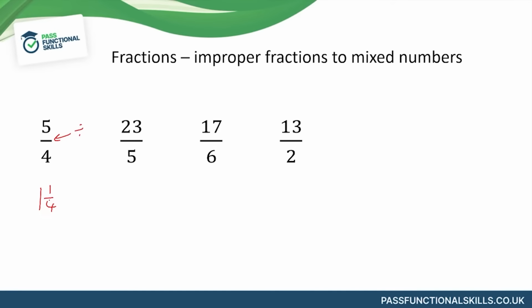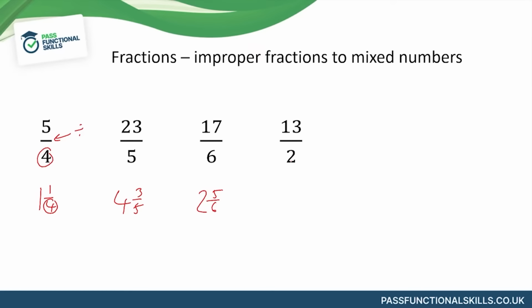So it's always the case that this number here is the same as that number there. So 23 over 5. How many 5s go into 23? Well, 5 goes into 23 4 times with a remainder of 3, so that's 4 and 3/5. 17 over 6. 17 divided by 6. How many 6s go into 17? 6 goes into 17 2 times with a remainder of 5, so that's 2 and 5/6.